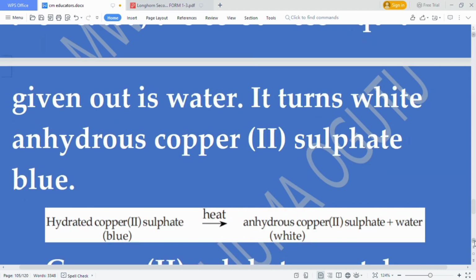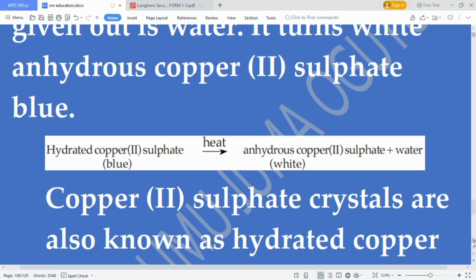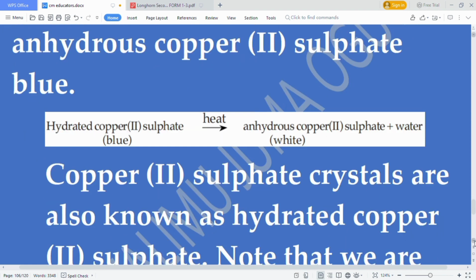So hydrated copper 2 sulfate that is blue in color, when we provide heat, forms anhydrous copper 2 sulfate that is white in color plus water. So copper 2 sulfate crystals are also known as hydrated copper 2 sulfate, because the water is what makes them to be in crystals.